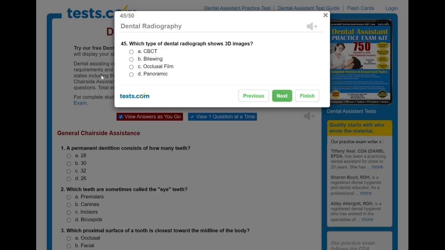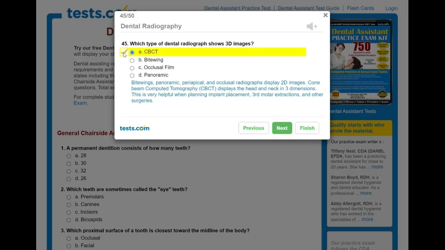Question 45. Which type of dental radiograph shows 3D images? A. CBCT. B. Bite wing. C. Occlusal film. D. Panoramic.